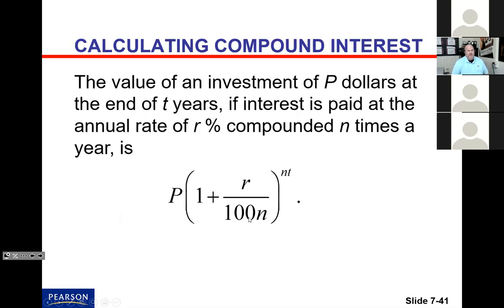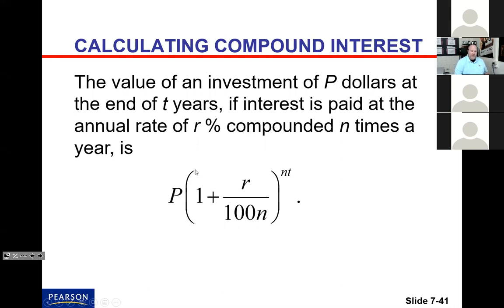So the value of the investment, P, right? That's the principal invested, is 1 plus R, and R is the rate divided by 100. And N here is the number of times a year it's compounded. So we'll do an example, don't worry. If it says it's compounded annually, N would be 1. Compounded monthly, N would be 12. Compounded daily, N would be 365. And T is the number of years. So it's the compound interest formula.